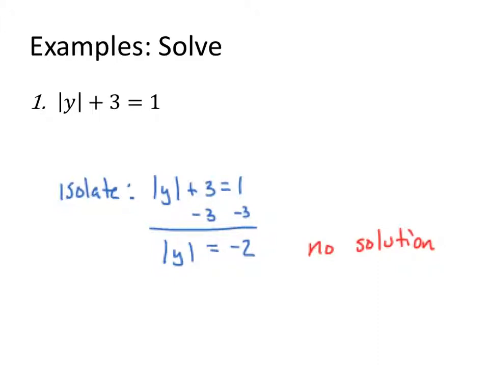If the absolute value of y plus 3 equals 1, our first step will be to isolate. So I'm going to subtract 3 from both sides of the equation. I'll have the absolute value of y on the left, and 1 minus 3 gives me negative 2. I know that when the absolute value is isolated, if it's equal to a negative value, there will be no solution. I stop here.